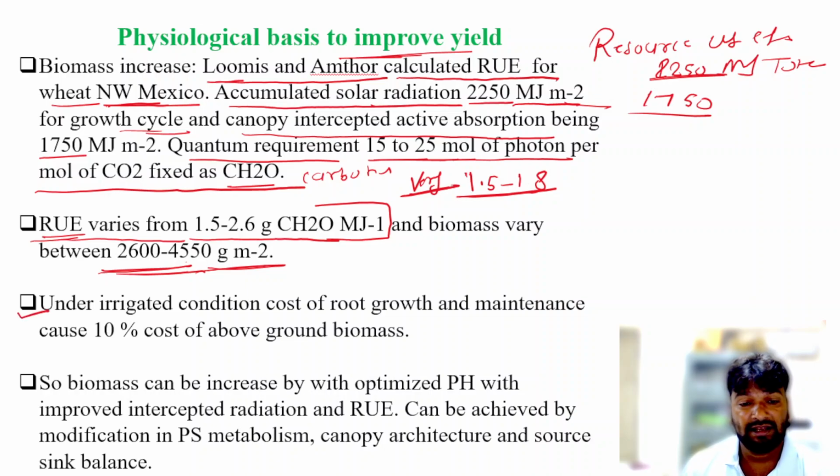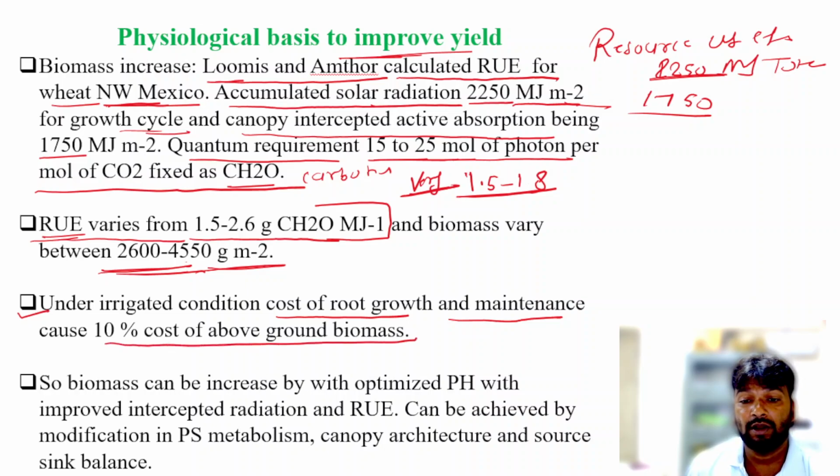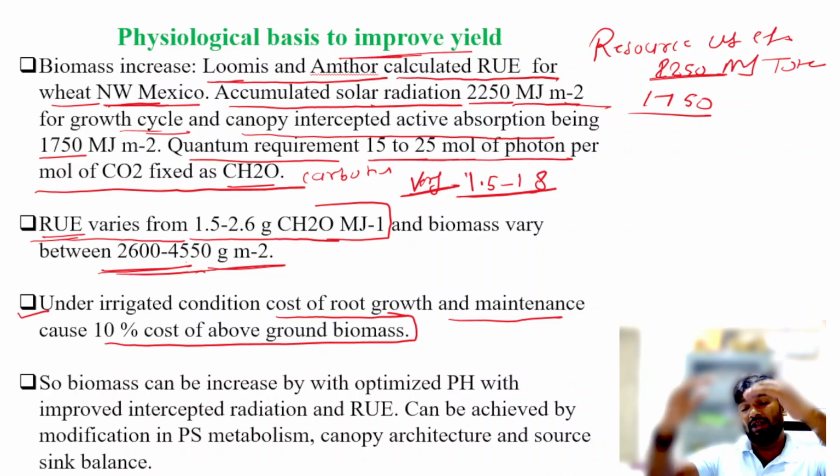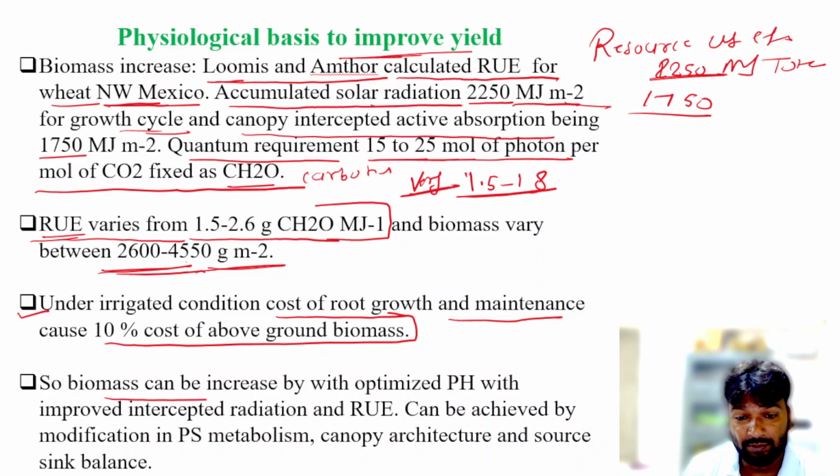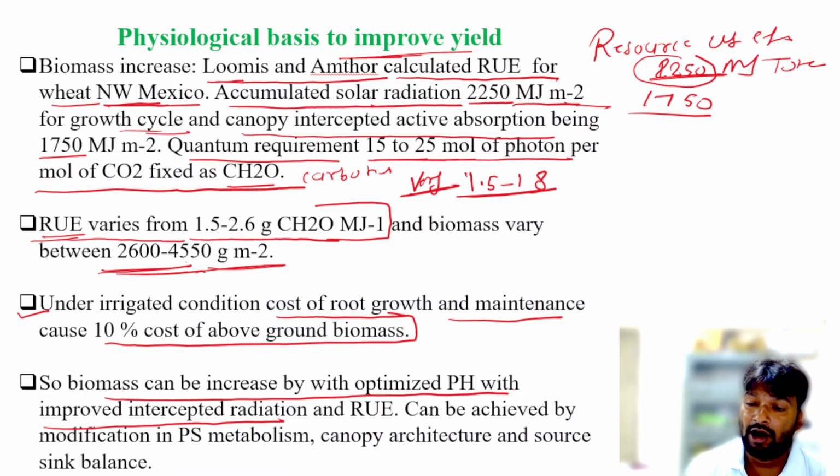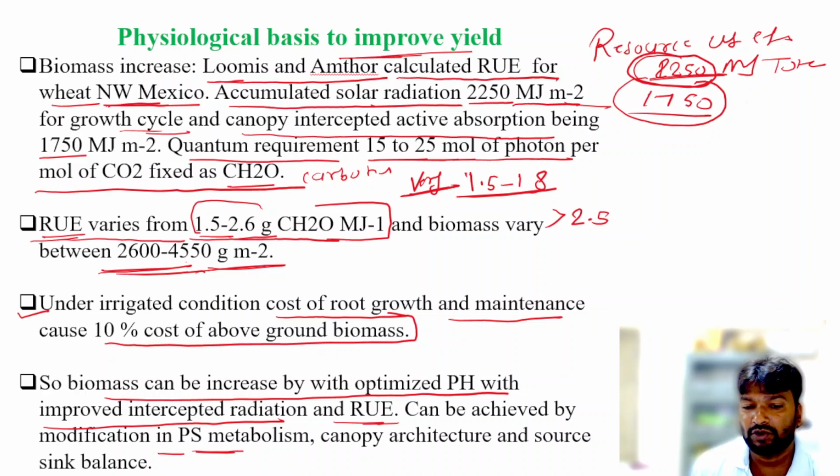Under irrigated conditions the cost of root growth and maintenance is 10% of above ground mass. So friends, you know that in the irrigated condition there is good root growth and good maintenance of the root, so it can cost 10% of the total above ground biomass. So biomass can be improved by optimized plant height with improved intercepted radiation, because only 1750 out of 2250 radiation is intercepted. Also we can improve the resource use efficiency. So 1.126, it can be increased up to more than 2.5, and this can be achieved by modification in photosynthetic metabolism, canopy architecture, and source-sink balance.